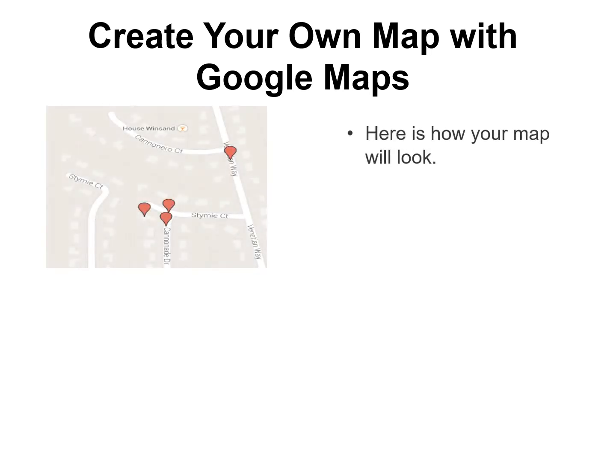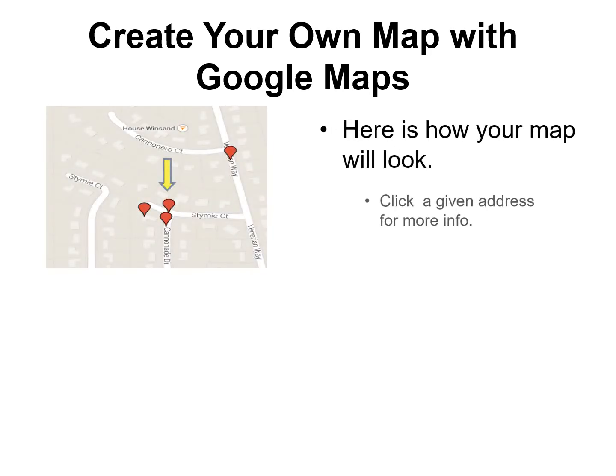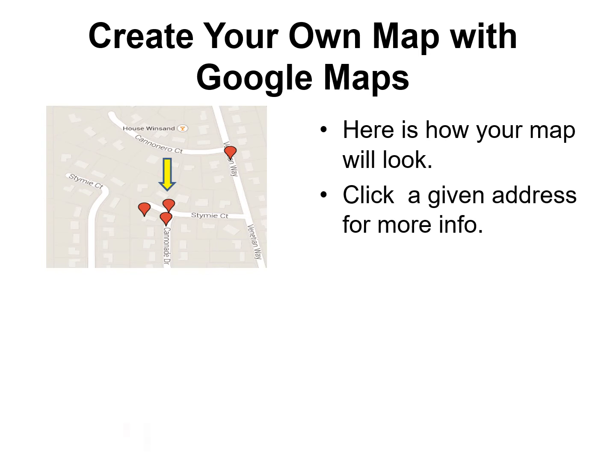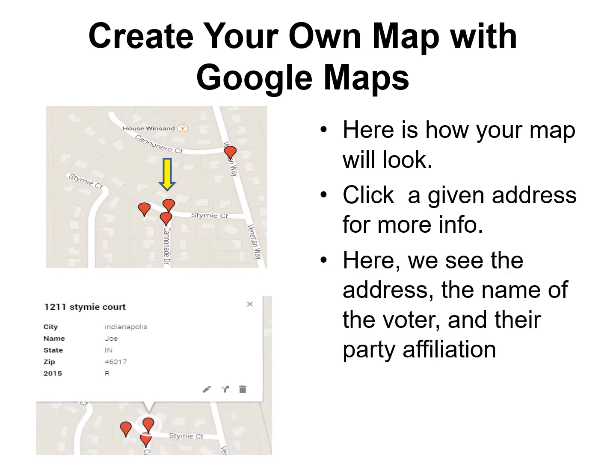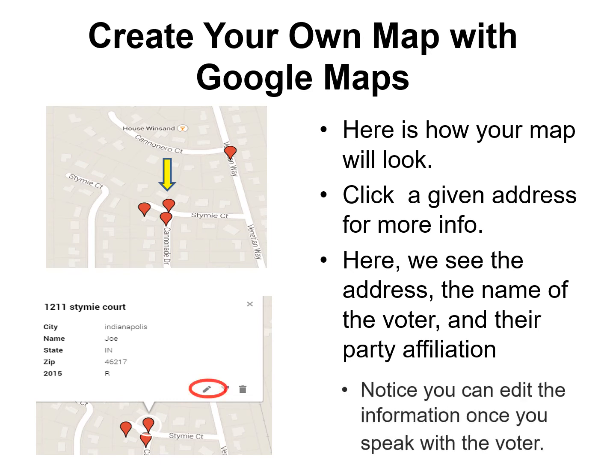Here is how your map will look. Click a given address for more information. When you do, we can see the address, the name of the voter, and their party affiliation. It's just as we had inputted the data originally in the Excel spreadsheet.